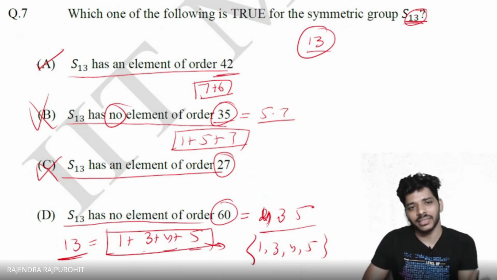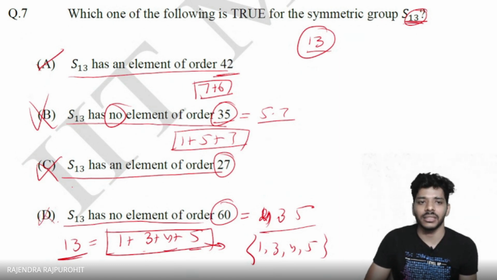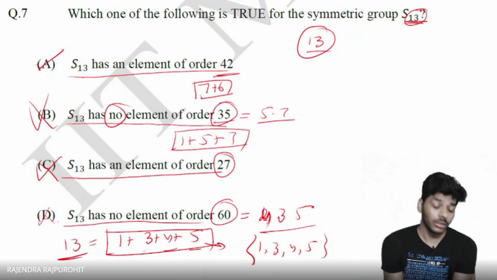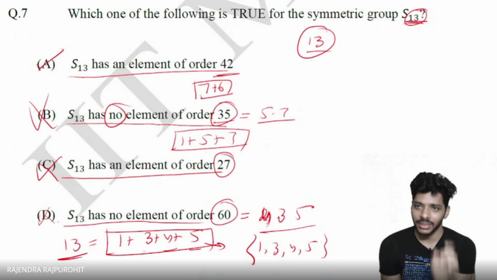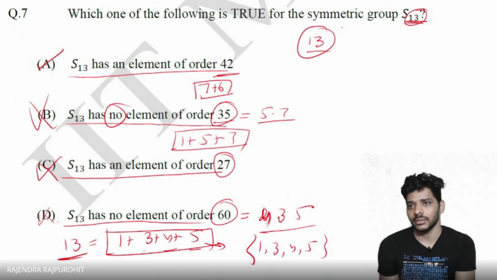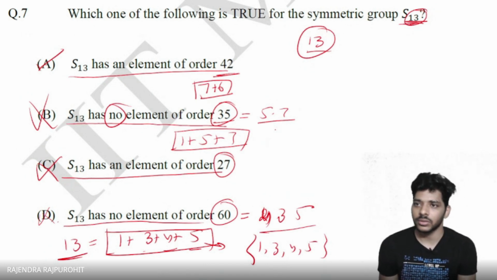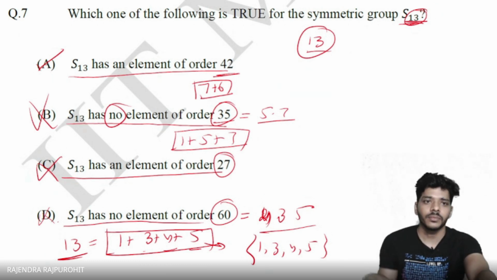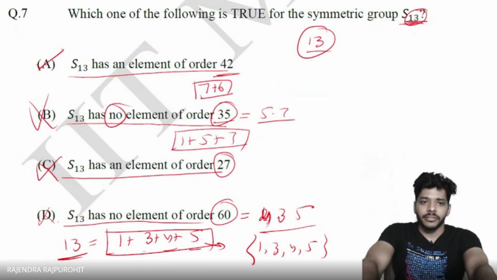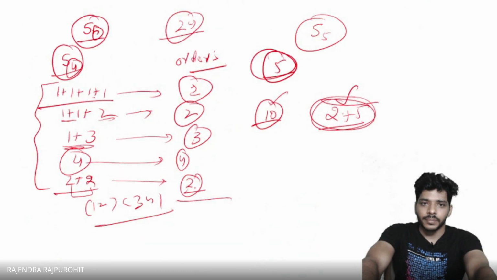So like this, in Sn, to find what kind of elements there will be, you can just factorize n and then look at the partitions of n. Does anyone have any question about Sn? No question.